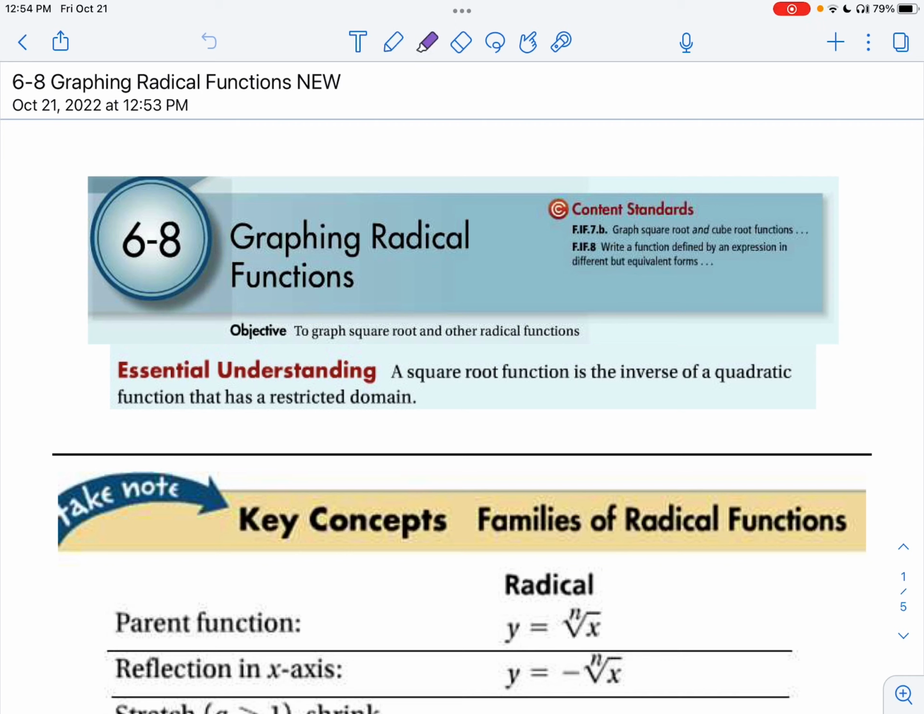So we're going to talk about graphing radical functions. Just remember the word radical might mean square root, it might mean cube root, it could potentially mean fourth or even fifth root, but we're just going to graph square roots and cube roots today. So the goal is to look at their graphs, find their domains and ranges, and then talk about the translations.